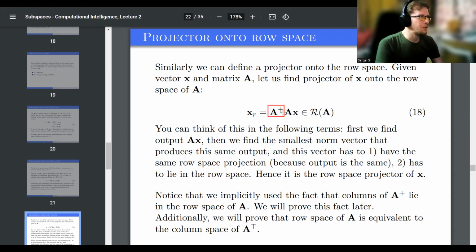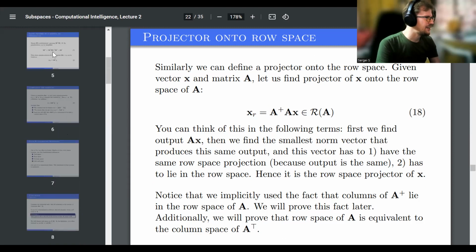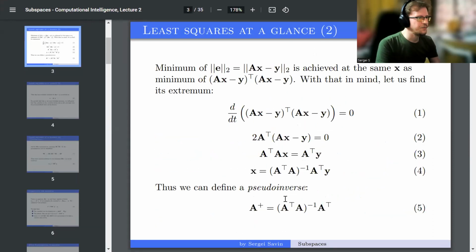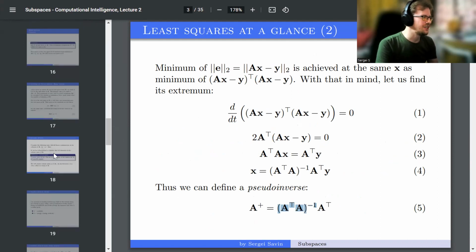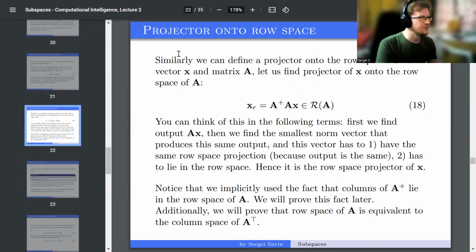Remember, we claim that it can only produce row space vectors. One simple way to prove it is to go all the way back to the definition of this vector. Well, okay, we'll try to avoid doing crazy things because we'll have to reason about this matrix. Right, we'll prove it via SVD a little later. Okay.